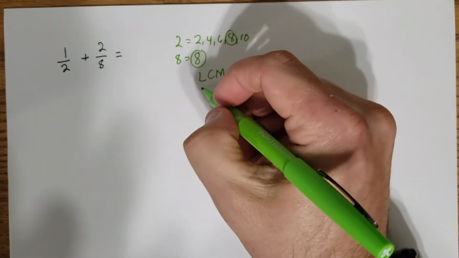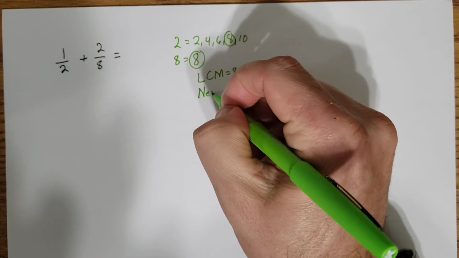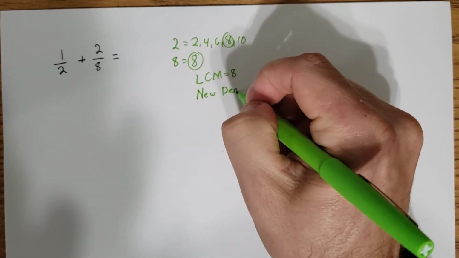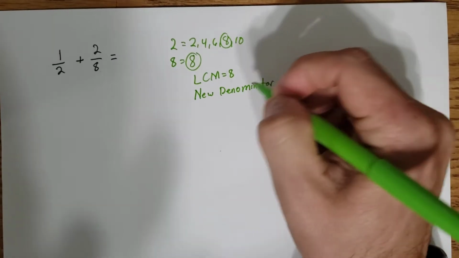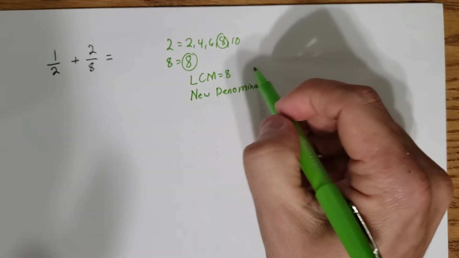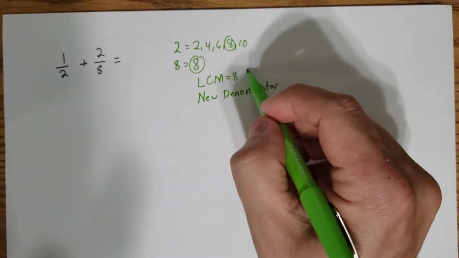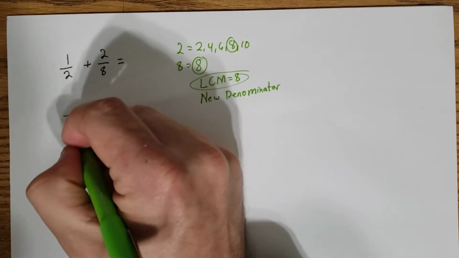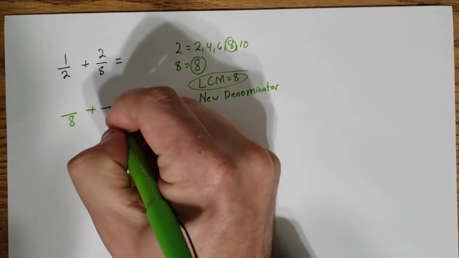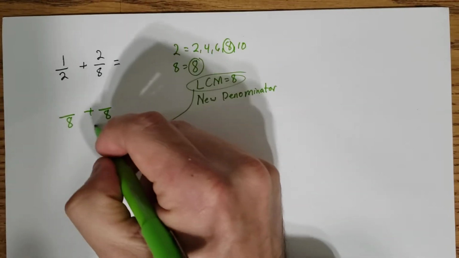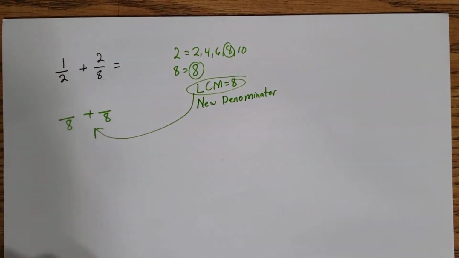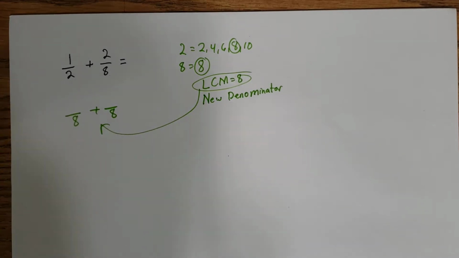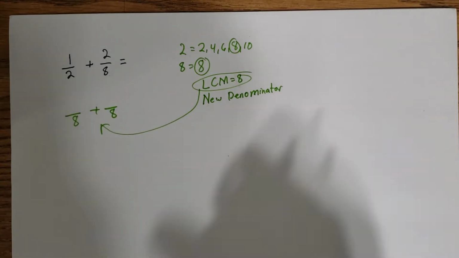And why do we need that? That's because that is going to become our new denominator. Remember, denominator means the bottom number. So we're going to take this 8 and we're going to put it on the bottom of both of our fractions. What we're trying to do is create new equivalent equal fractions so that we can add them.